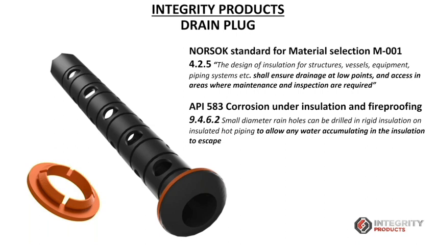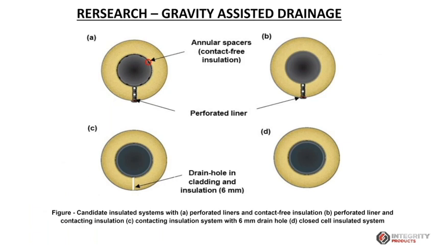And recalling API 583, clause 9.4.6.2 says that the system should have small diameter drain holes that can be drilled to allow any water accumulating in the insulation system to drain. So both of these standards are in consensus that there should be some way to drain out the moisture from the closed insulation system. Keeping this in view, at Integrity Products we have developed our own drain plugs, and for those drain plugs we have done the research and development study in-house.